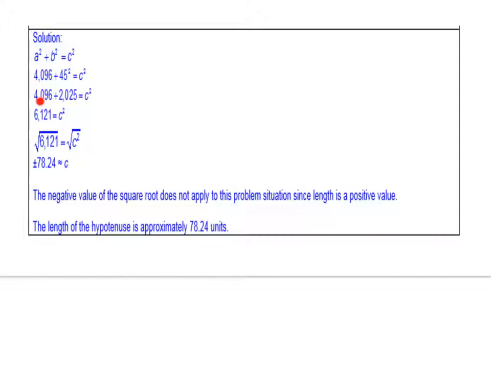So here, 4096 plus 2025 is equal to c squared. Add them up, you'll get 6,121 is equal to c squared. Again, to isolate c, take the square root of both sides. You would get a plus and minus 78.24 approximately, but we're not going to use a negative. So that means the length of that hypotenuse was 78.24. All right, outstanding. Let's keep going.